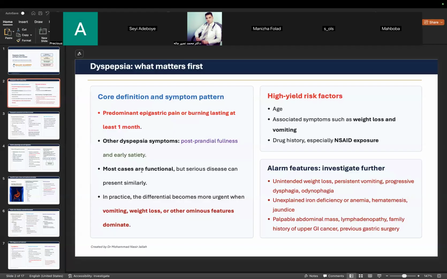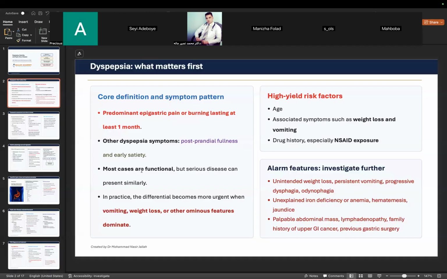Most cases are functional. What do we mean by the functional? Functional is actually a maldigestion that mimics dyspepsia and gastritis and GERD signs and symptoms, but it is not actually to that level or that stage. So if you're dealing with any patient who has epigastric pain and burning sensation in the epigastric area, and also fullness and early satiety, the first most important thing to rule out is the functional one.